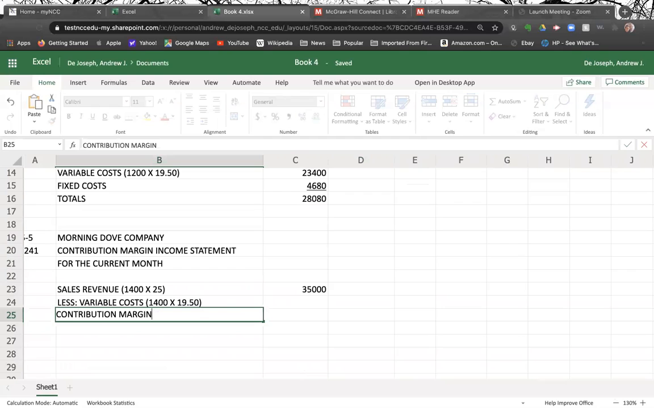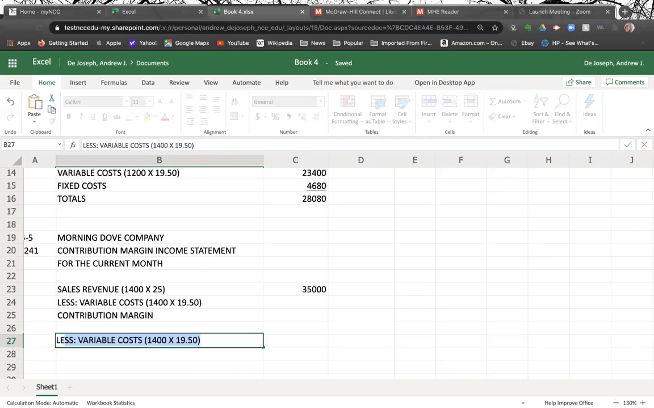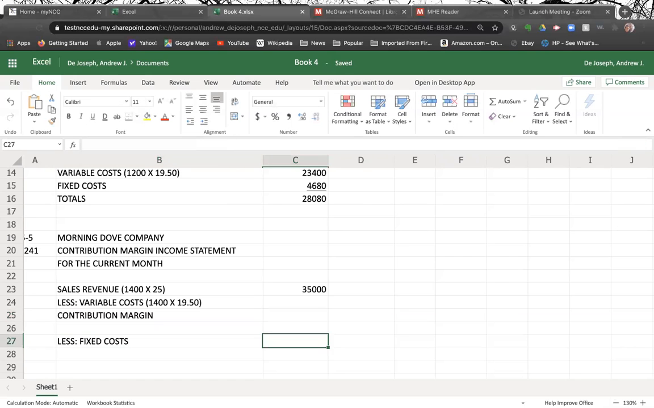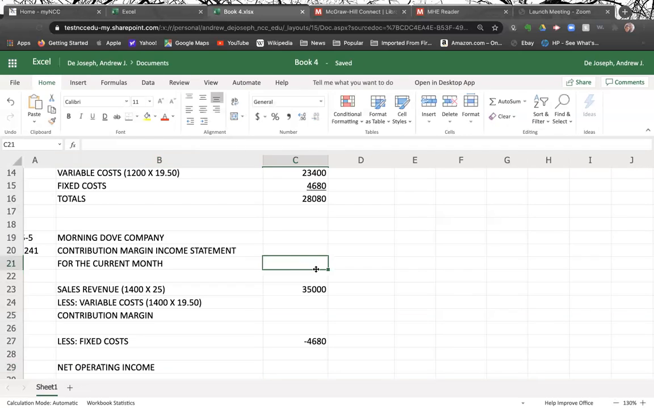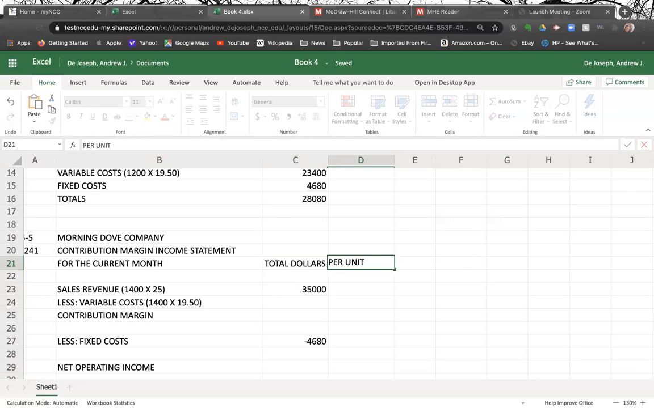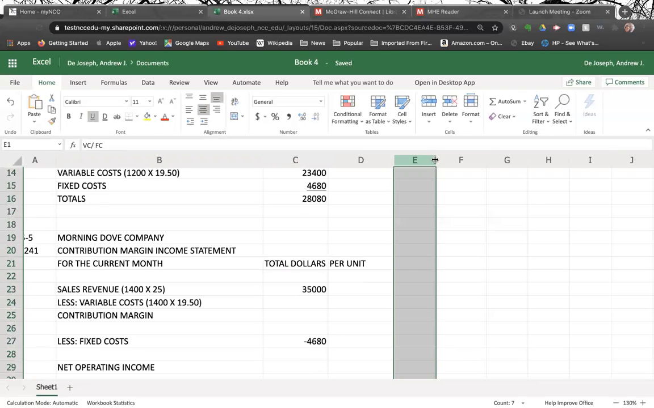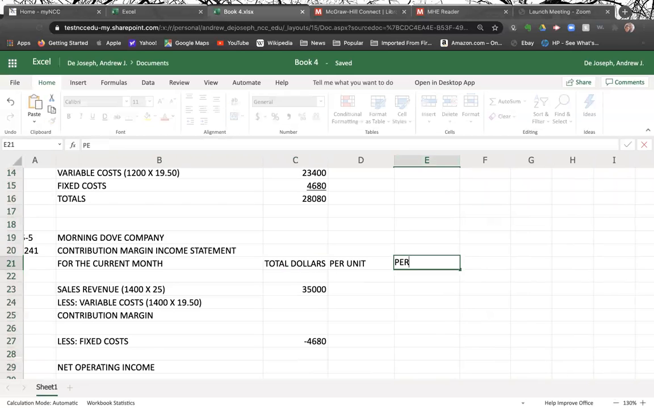margin, right? Less fixed costs, right? And the fixed costs were 4680, right? And then that will give you net operating income. Right? And this was based on total dollars. This will be per unit, right? And then this column will be percentage.